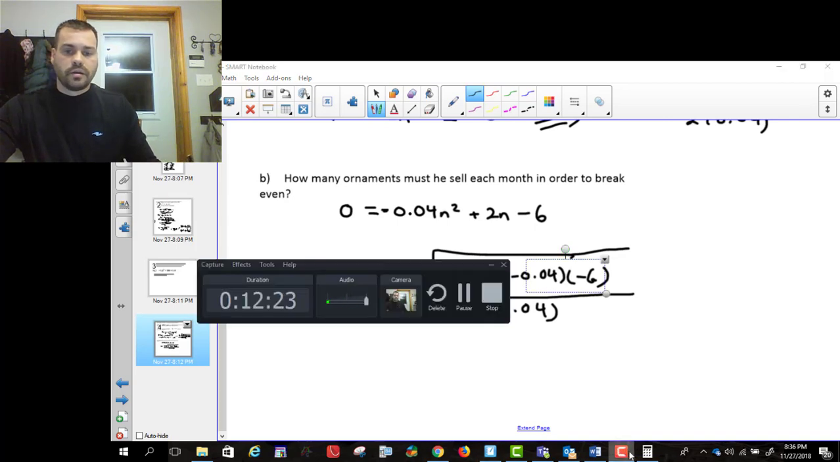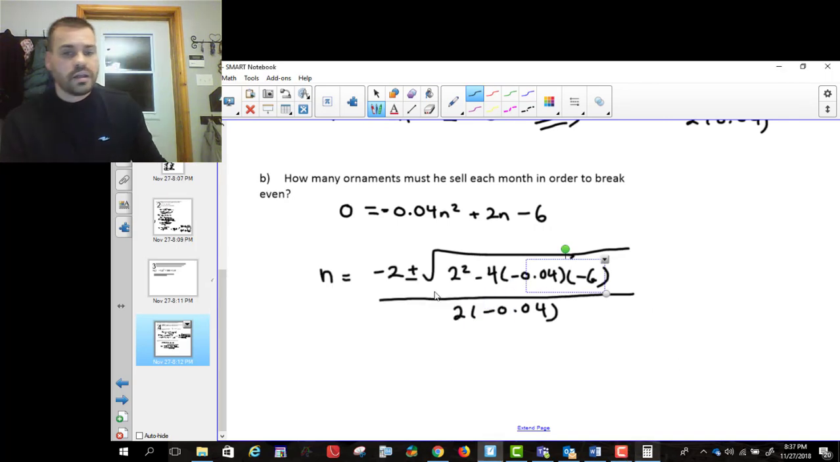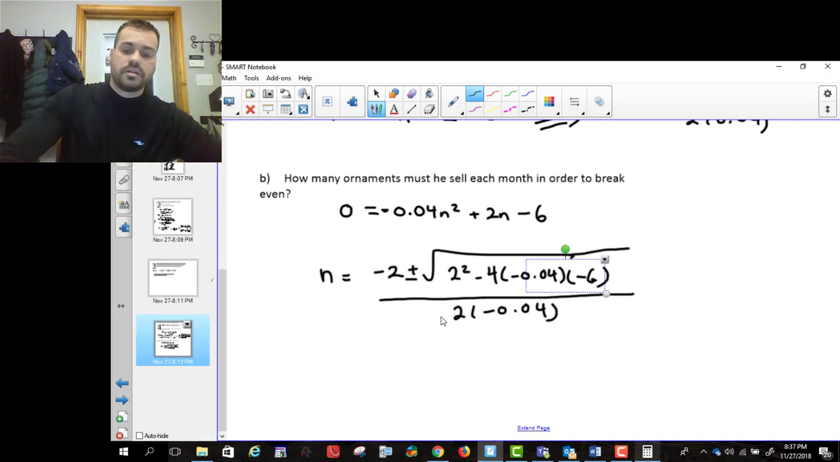Again, I'm pushing the time limit, so I'm not going to solve that, but you will get 2 answers, generally speaking, and one of them will probably be negative, and if that happens, then you can't sell a negative number of ornaments. All right, so that's how you do a quadratic applications problem. There's more in your booklet.